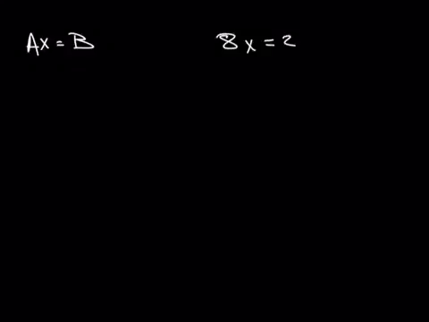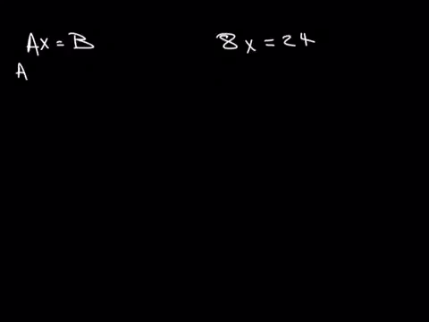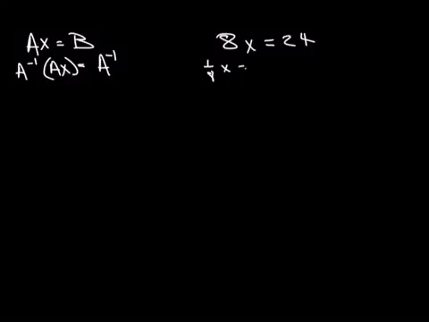Alright, so AX equals B, and let's say we wanted to solve for X. Let's put some numbers up here just to kind of show you. So the order of events here is we multiply both sides by the inverse of A, which means this would look like the inverse of 8 is 1/8.